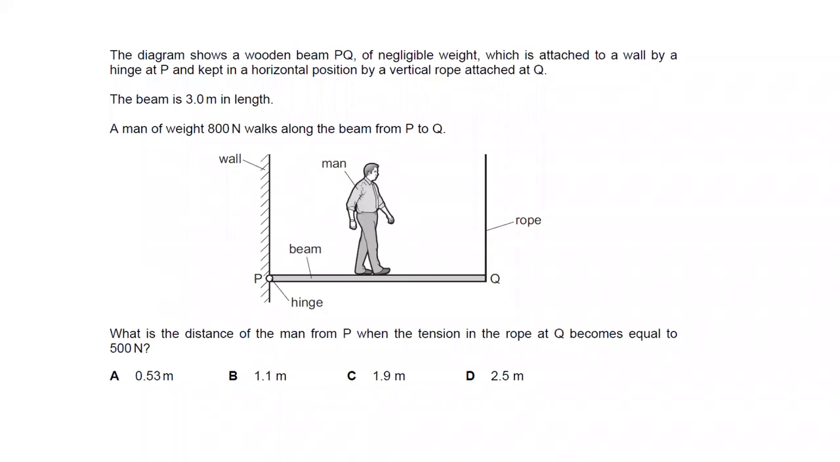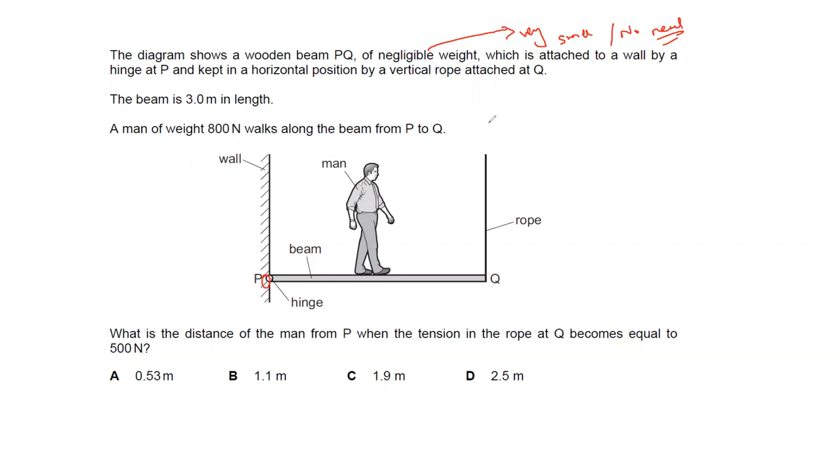Okay, in this question, the diagram shows a wooden beam which has a negligible weight. So the beam has a weight, but it is negligible. When they say negligible, it means it is very small, or you can neglect it. You don't consider it. And it is attached to a wall by a hinge. So this is a hinge, the point where the beam is attached.